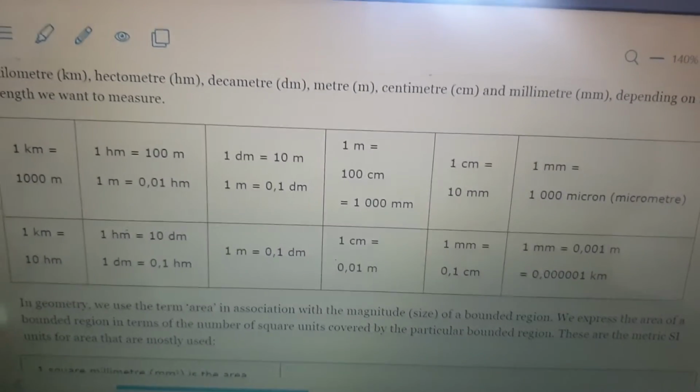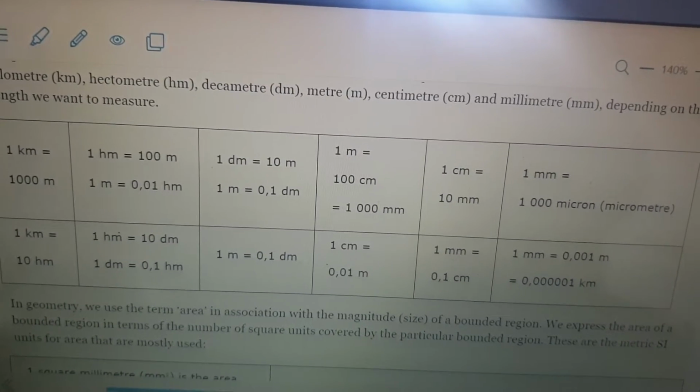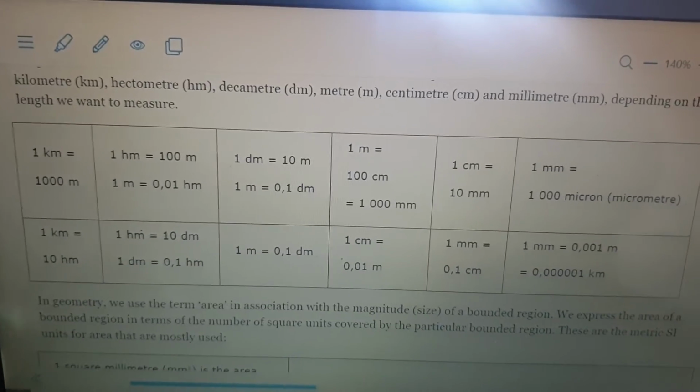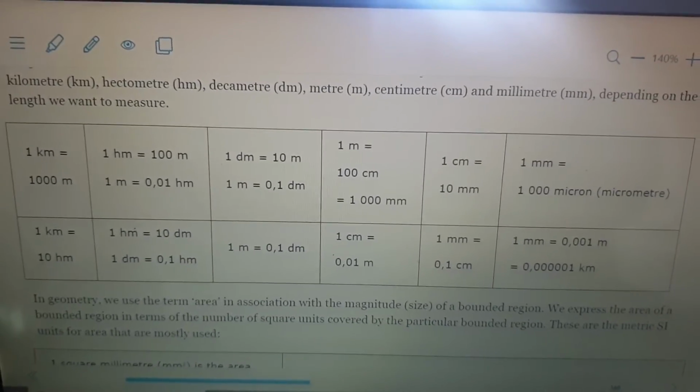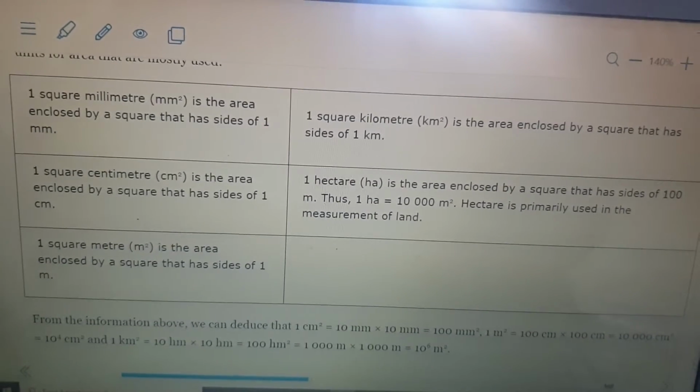1 kilometer is 1,000 meters. 1 kilometer is 10 hectometers. Okay, so please have a look at this table to just revise again the different measurements. So once you've revised that, I want you to please have a look at this table.